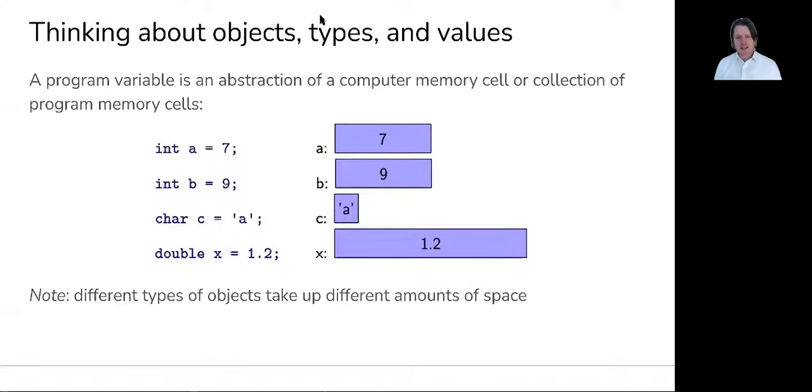So continuing on this discussion, we showed a slide very similar to this. We see that a program variable is an abstraction of a computer memory cell or collection of program memory cells. We showed that different sorts of objects take up different amounts of space. Moreover, that this space had particular implications in terms of the range of values that could be stored within that.